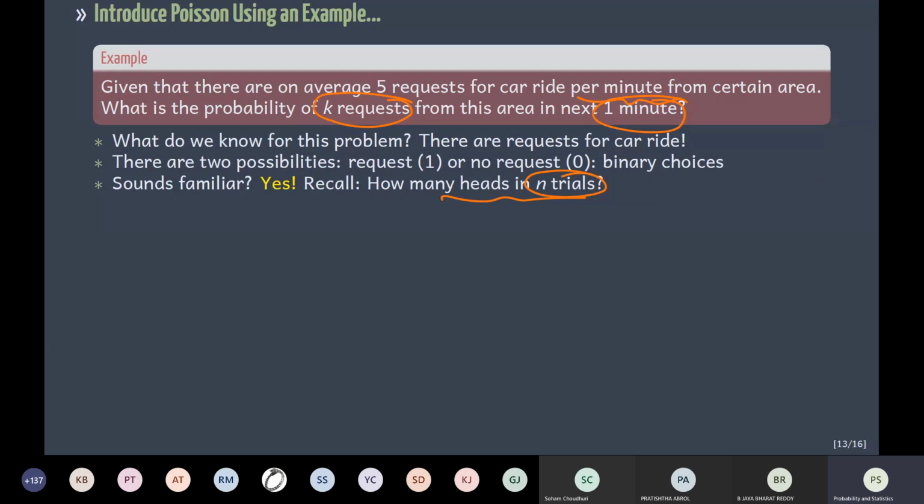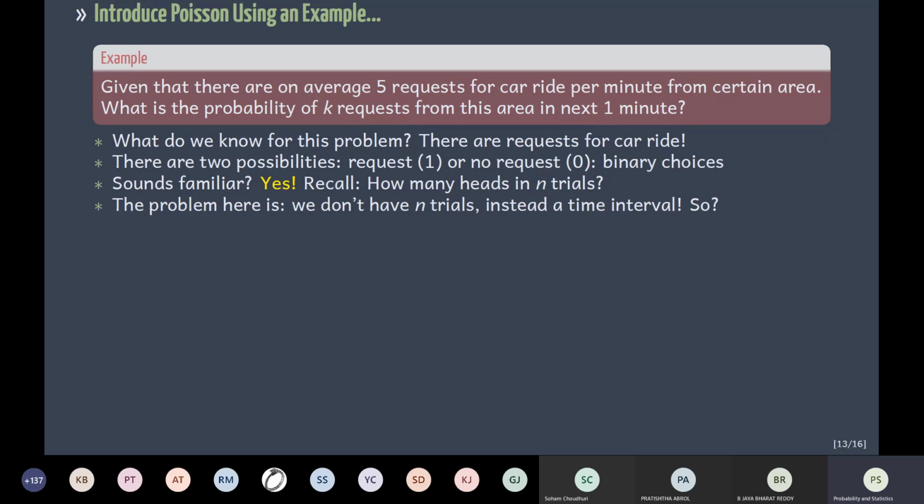So what do we do? Can we take n to be 1? No, that doesn't make sense, because in 1 minute I can have multiple requests. But can we do something around this? The problem here is we don't have n trials. Indeed, we are given a time interval, not necessarily n trials like we had in the binomial. So what do we do?